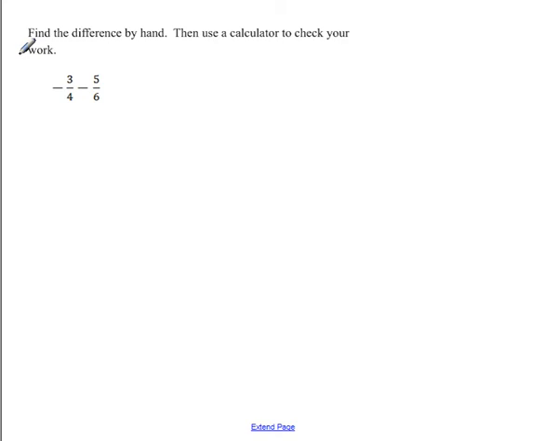Find the difference by hand, then use a calculator to check your work. So in this problem we have -3/4 minus 5/6.